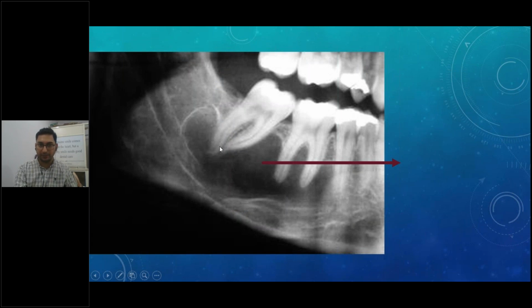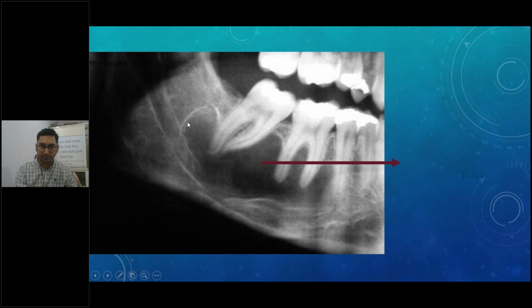This is basically a traumatic bone cyst. How do you know it is a traumatic bone cyst? We can see this cyst is growing between the teeth. This is known as scalloping, the scalloping border of the cyst. It is going between the teeth, interdental areas and interradicular areas. And this is a characteristic feature of traumatic bone cyst or hemorrhagic bone cyst.